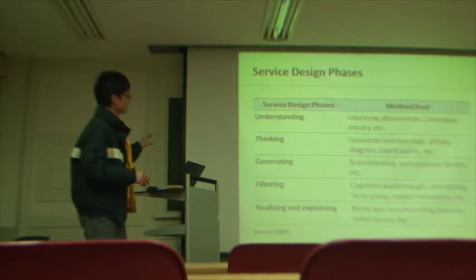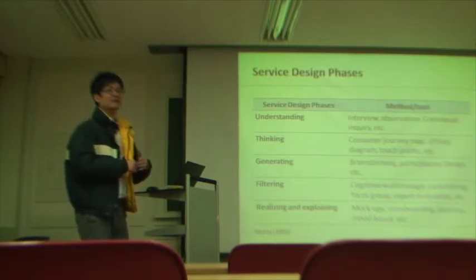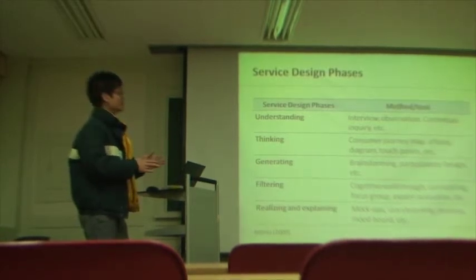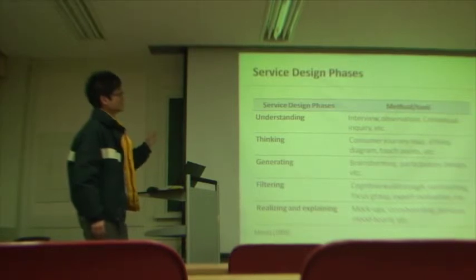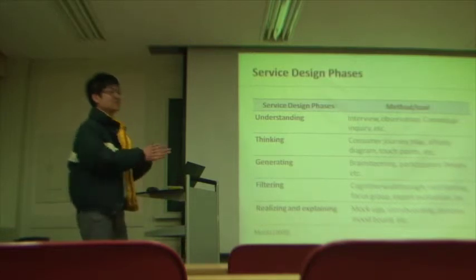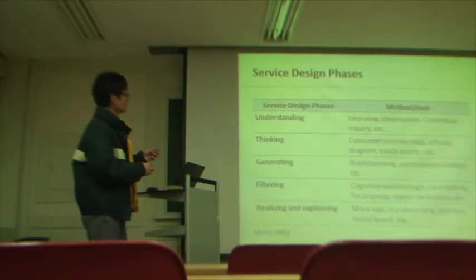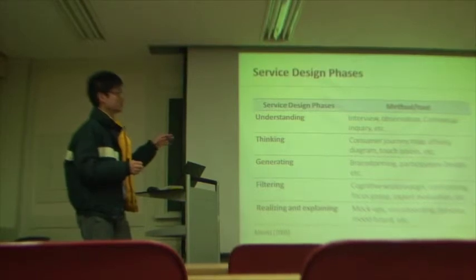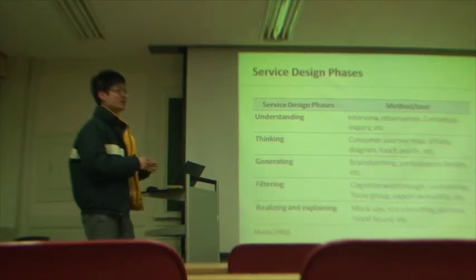And the second is service design thinking. Service design thinking is to identify some design guidelines or design principles, directions of how to design a service. Some activities in this phase would be doing a customer journey map, an affinity diagram, or touch points to generate some design guidelines. And generating means generating ideas. So people will do brainstorming, or they will do participatory design to generate some ideas of a service.